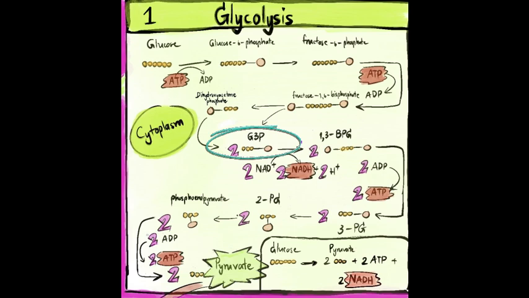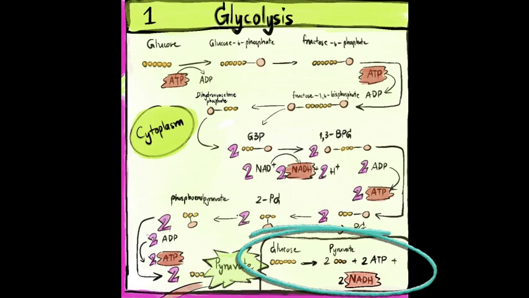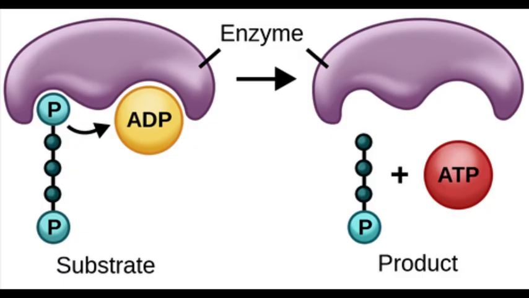2 G3P are converted to 2 pyruvates, while creating 4 ATP and 2 NADH. As a result, net glycolysis creates 2 NADH and 2 ATP from substrate level phosphorylation. Substrate level phosphorylation means a process of ATP generation where a phosphate group is directly transferred from a high energy substrate molecule to ADP with no requirement of electron movement.